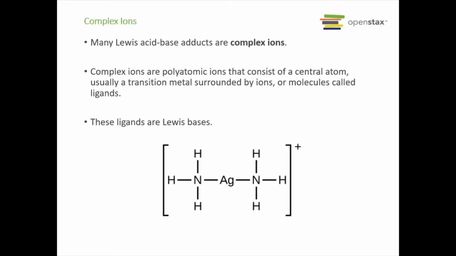So as you probably can tell, a lot of these adducts are complex ions. These are polyatomic ions that have a central atom. A lot of times it's a transition metal that is surrounded by ions or molecules called ligands. And these ligands are Lewis bases. So for instance, we have the silver here, our central atom, and it's got these two Lewis base ligands. In this case, there's two ammonias on either side of it.